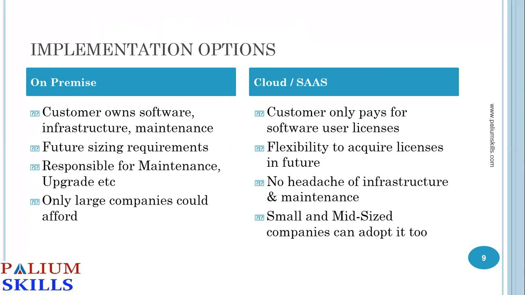On-prem is very costly because everything is your headache. Oracle discourages customers from using on-prem because, one, it is very costly for the customer, and the entire management of the infrastructure, software, and maintenance is their headache. But in cloud, Oracle takes care of everything. You just pay for the user license and you start using it. You configure it as per your need. So small and medium-sized companies can also adopt cloud or SaaS. That's why all these cloud applications have become so popular.